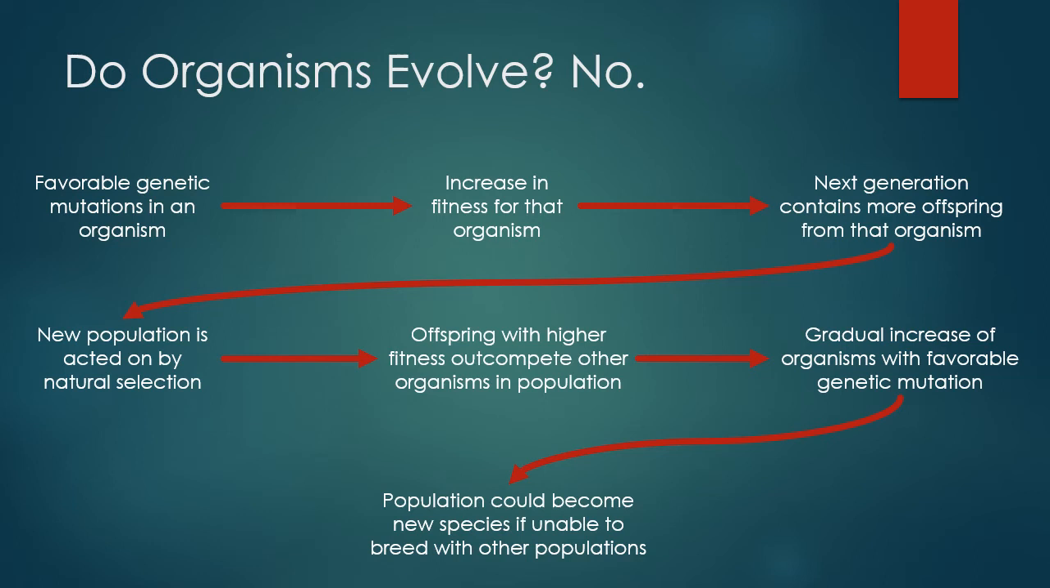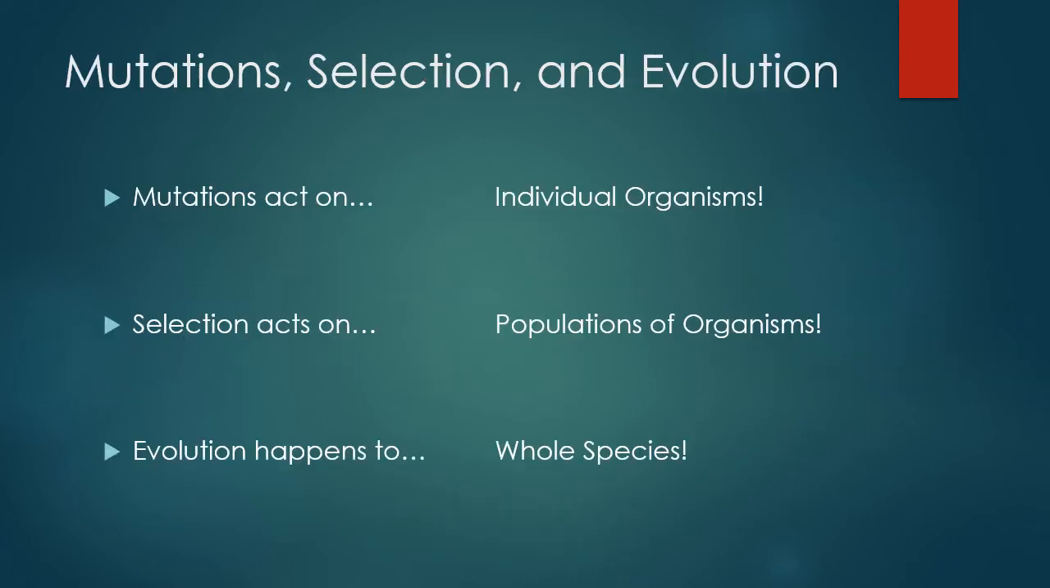The offspring with this genetic mutation that got passed down are going to outcompete the other organisms in the population because they have higher fitness. And so gradually, through generation after generation, we get an increase in the population of this genetic mutation. Eventually, if this new population can't breed with other populations of the same species, we might classify it as a new species, and that is evolution. So just to go over that one more time: mutations act on individuals, selection acts on populations, and evolution happens to whole species.